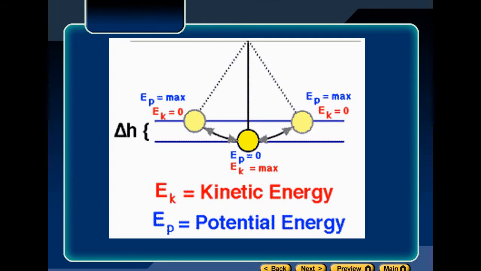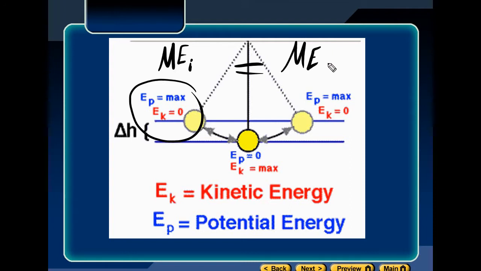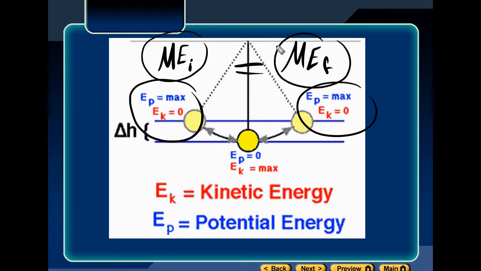It means the mechanical energy in this place, mechanical energy here, mechanical energy here. At the beginning, suppose that we started from here, equals the mechanical energy at the end. Can you see that, guys? Now we have PE max, KE zero. Okay, yes. Now the mechanical energy at the beginning will be the same amount of mechanical energy in the final position. Now they are equal. That is the meaning of mechanical energy is a conserved quantity.